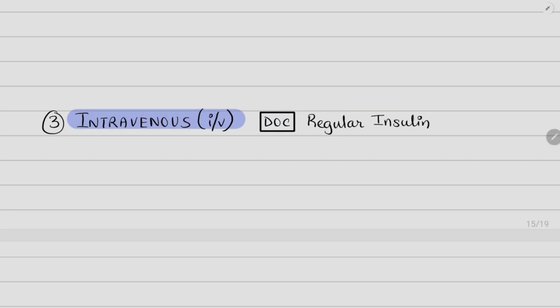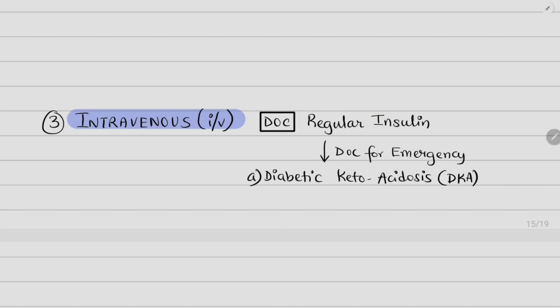Now the drug of choice is regular insulin. This is a drug of choice for emergency conditions like diabetic ketoacidosis and hyperkalemia. So what happens in diabetic ketoacidosis? This is a very dangerous condition since the ketone bodies in the blood increase.